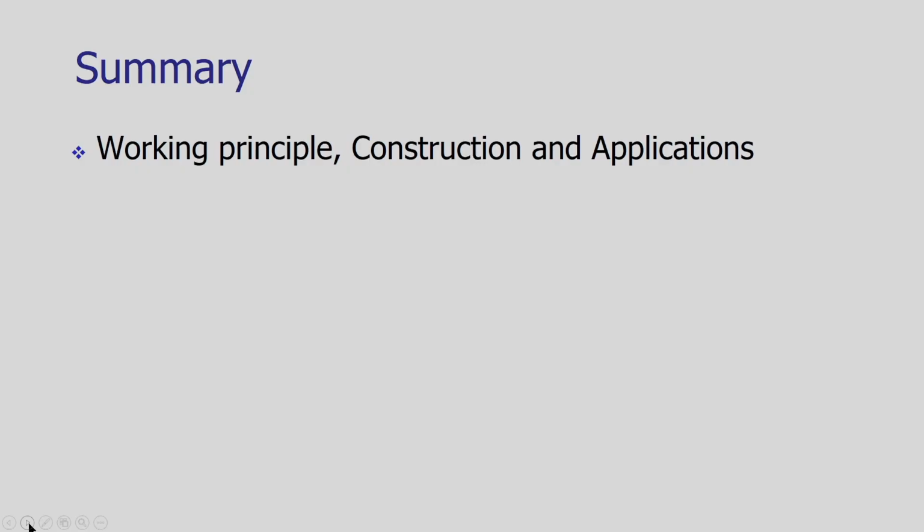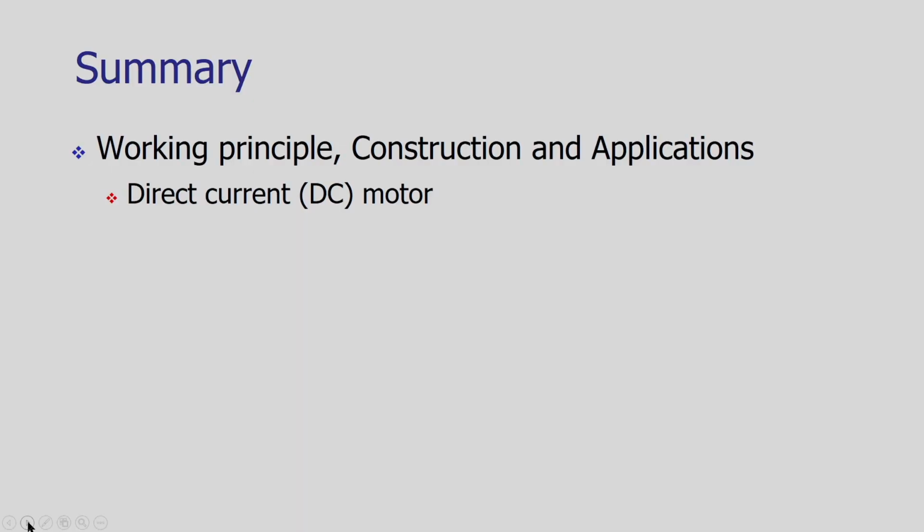Fine, let us summarize lecture 2. In this lecture we have seen the working principle, construction and applications of two important types of electrical drives, that is the DC motor, direct current motor, and the alternating current motor. So we have seen their applications which are useful in the automation industry.